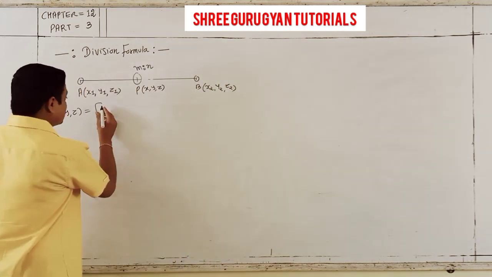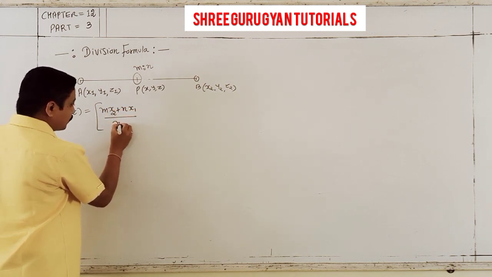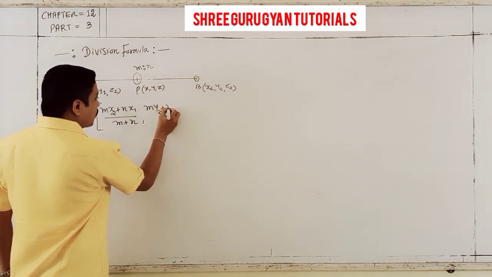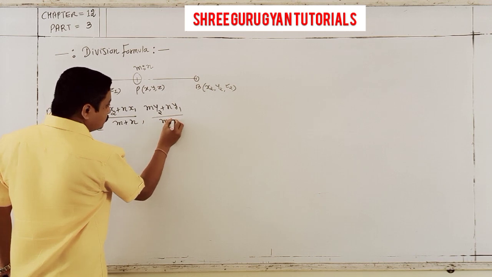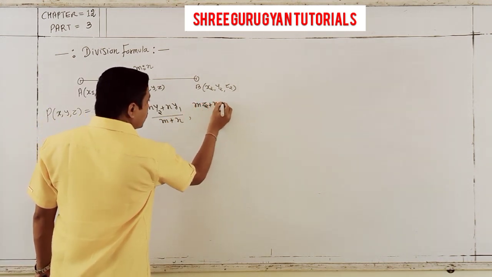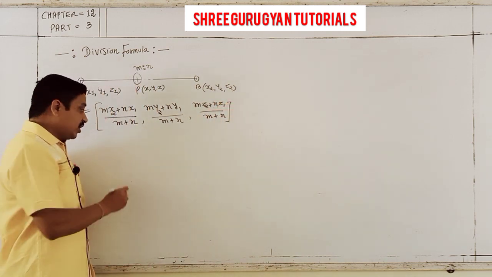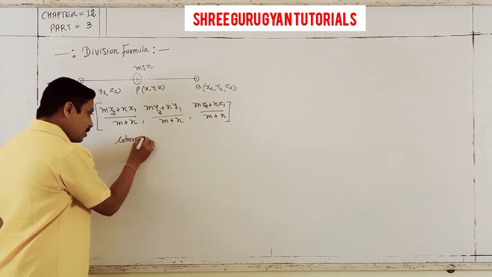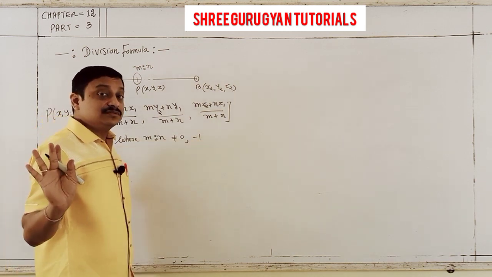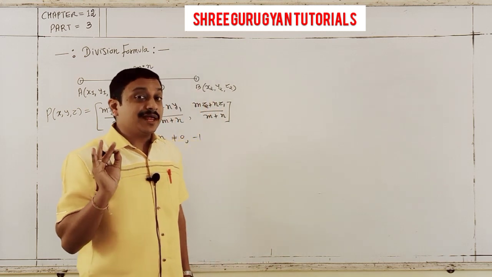mx2 plus nx1 by m plus n. Similarly my2 plus ny1 by m plus n, and mz2 plus nz1 by m plus n, where m:n is never 0 and never minus 1.